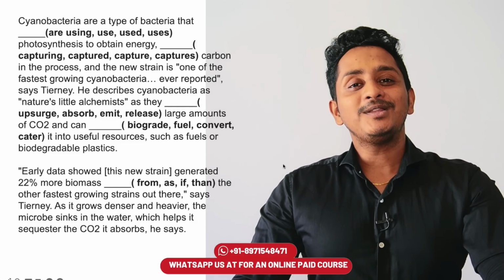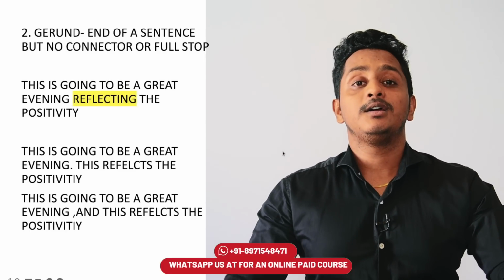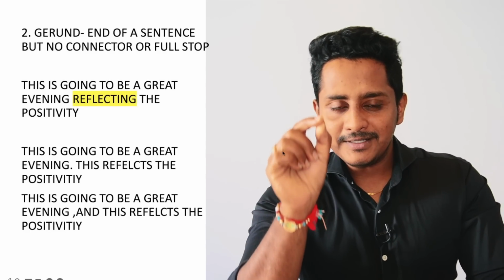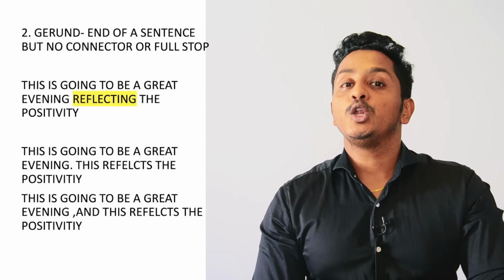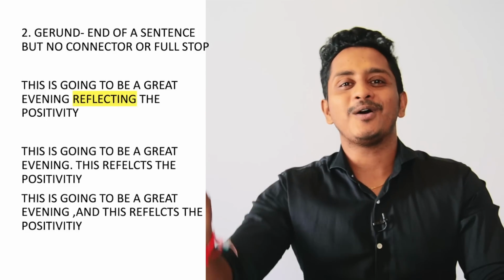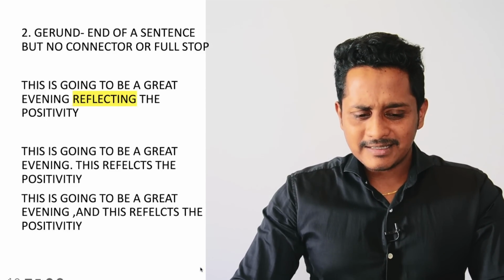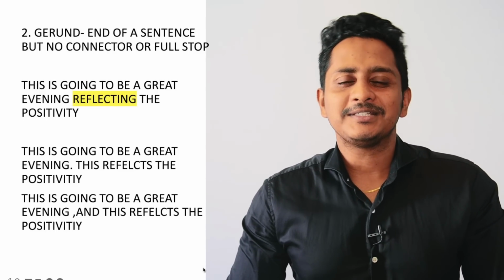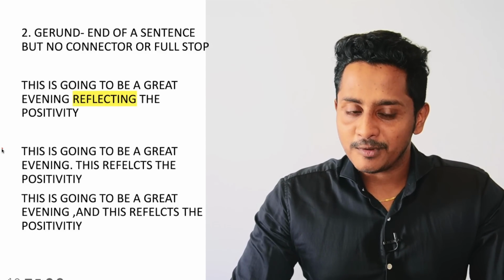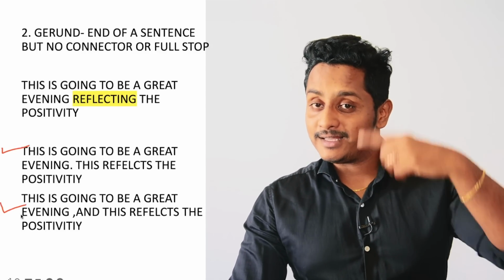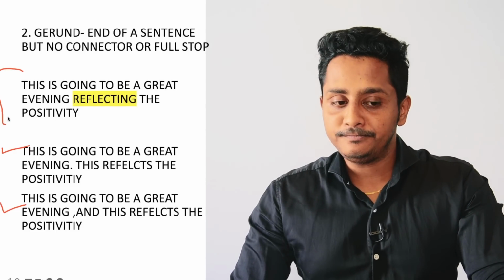Okay, so we'll go to grammar shortcut number 2, gerund. End of a sentence should be a full stop. No? Then use a connector. No? Then use ing. This is the concept. Many blanks these days are based on the gerund concept. Let's talk about this sentence and this sentence, and then come to the second sentence later.